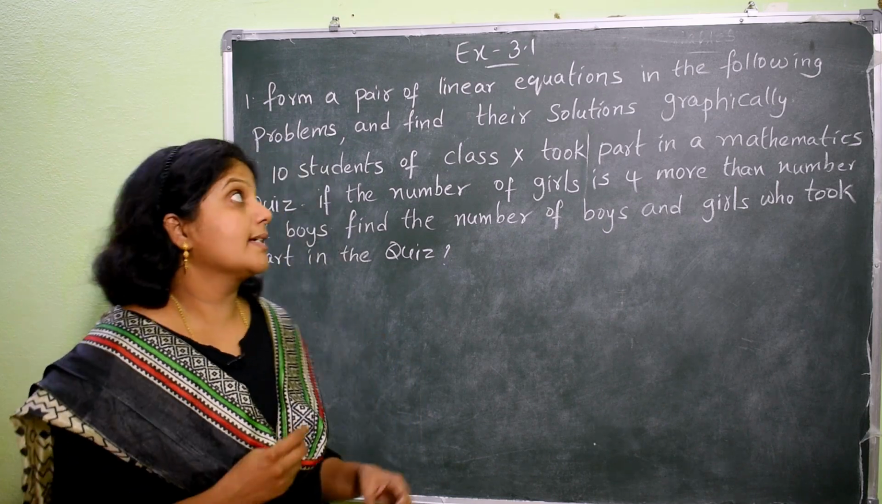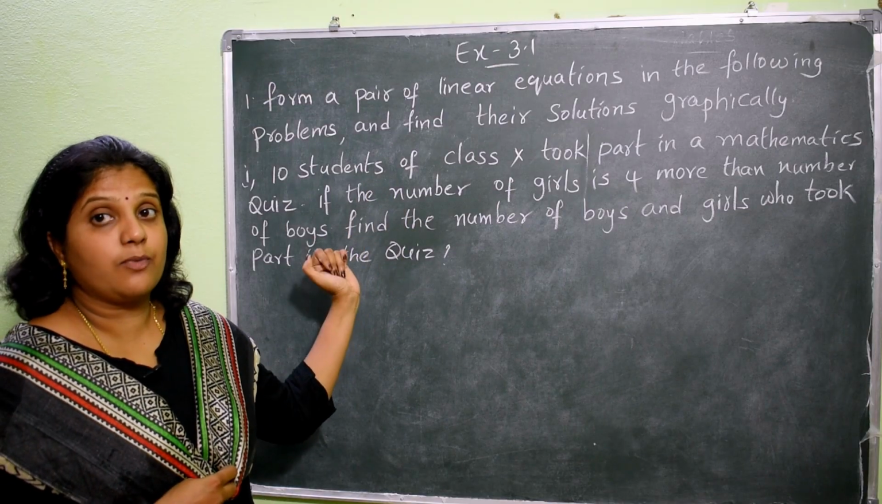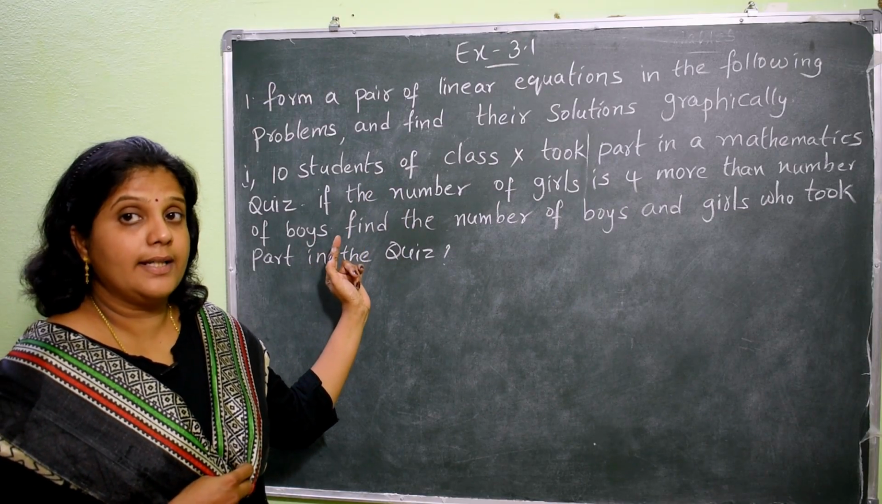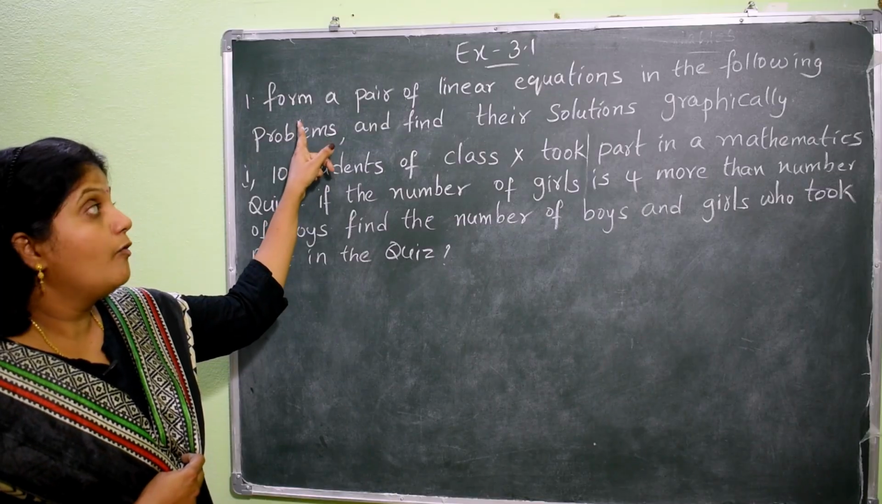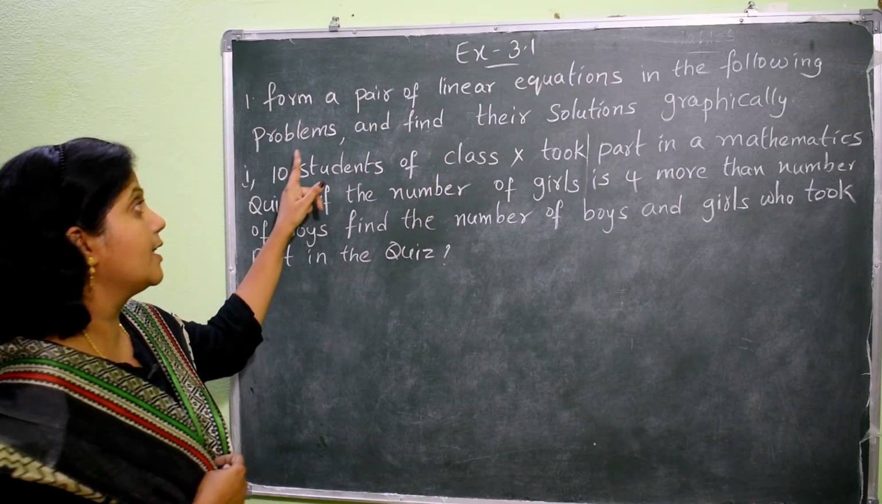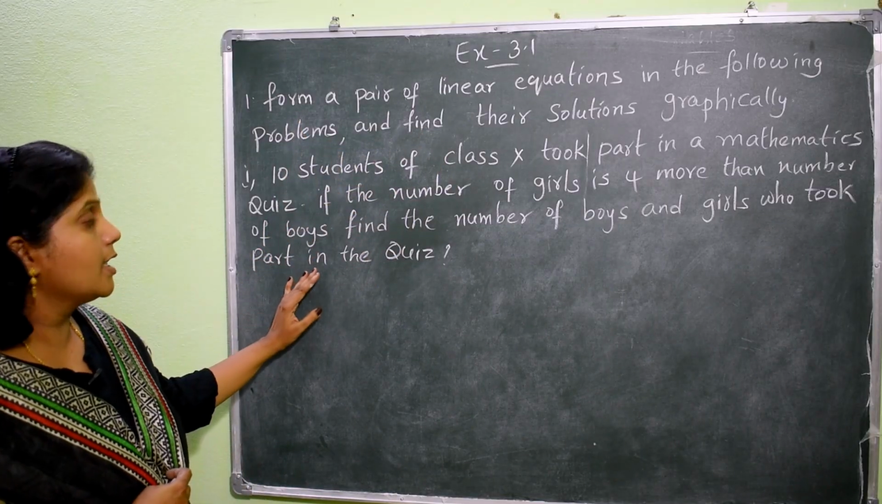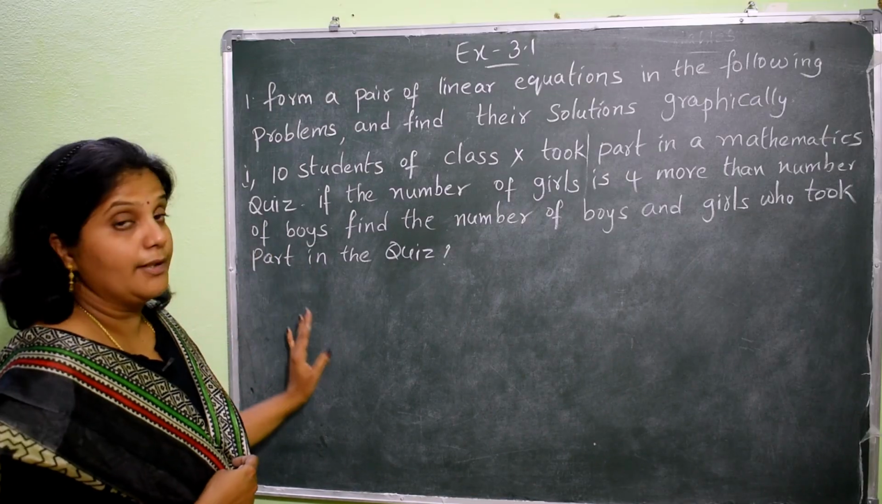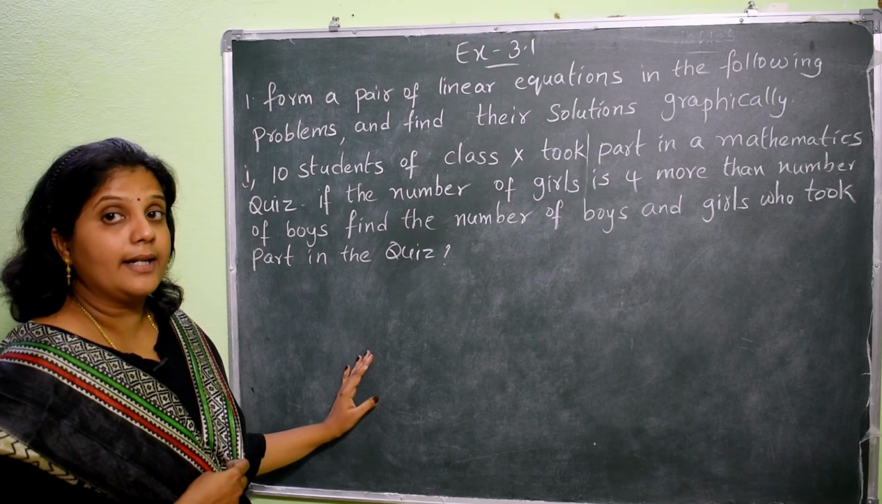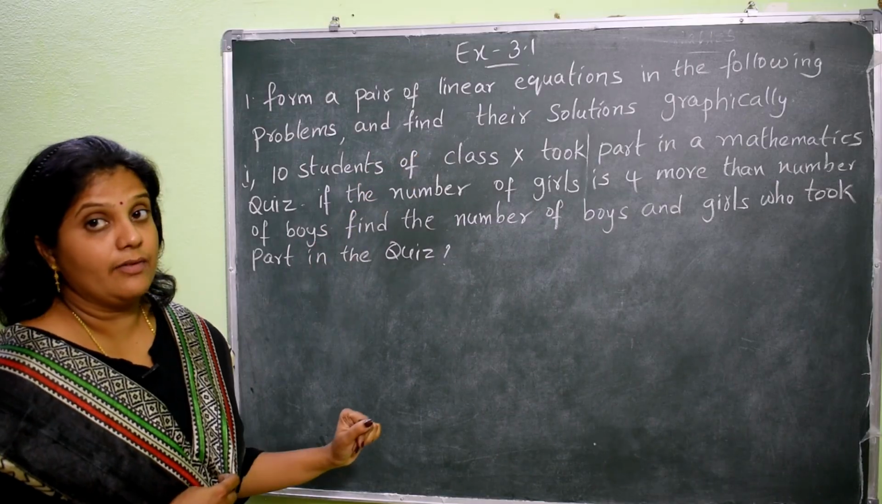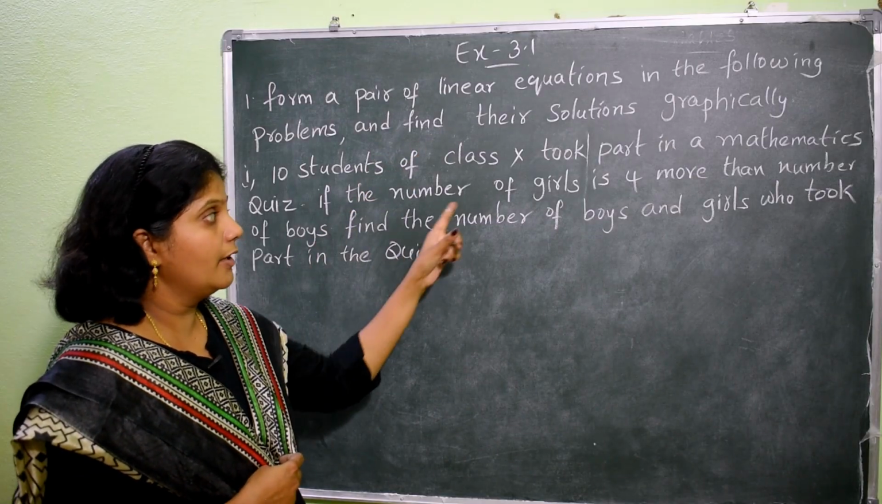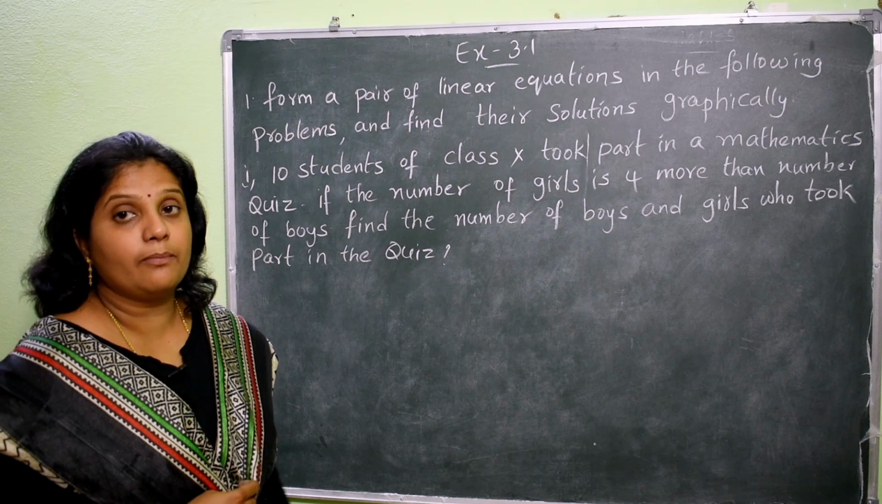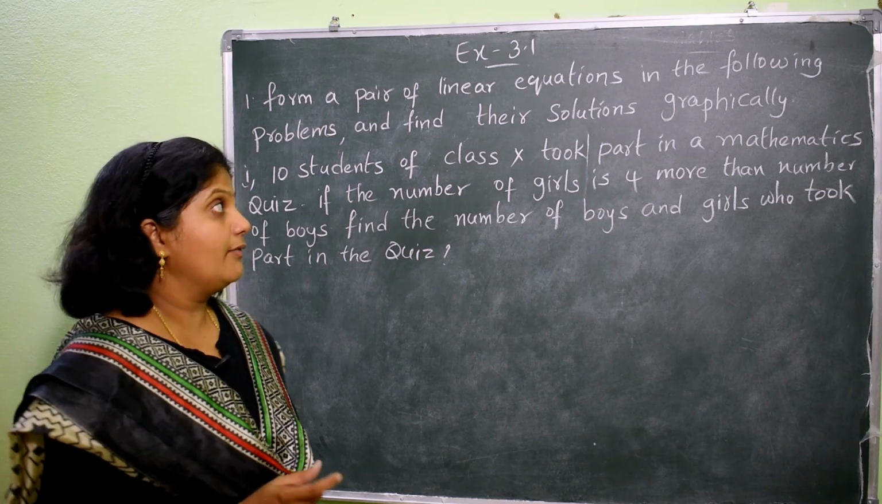Today we are going to discuss exercise 3.1 first problem. So first of all we are going to read the question. What is the question? Form a pair of linear equations in the following problems. Here some problems are given, like 1, 2. In those problems we need to find the pair of linear equations. Here it is given in the word format, so from this word format we are going to write in the equation form.